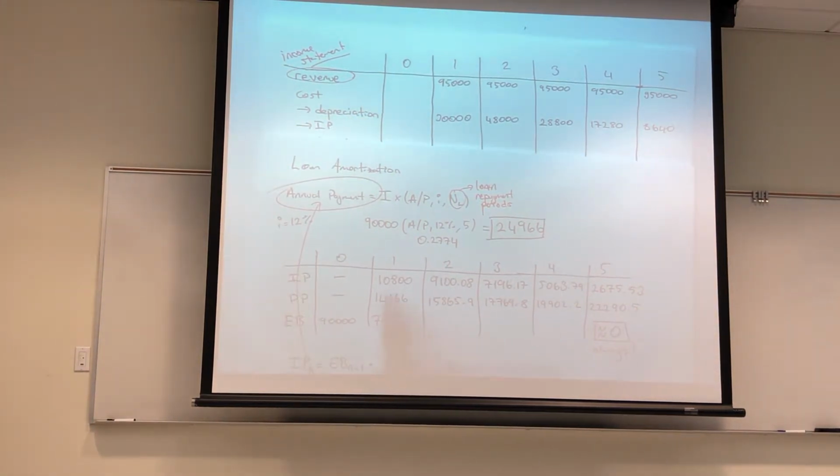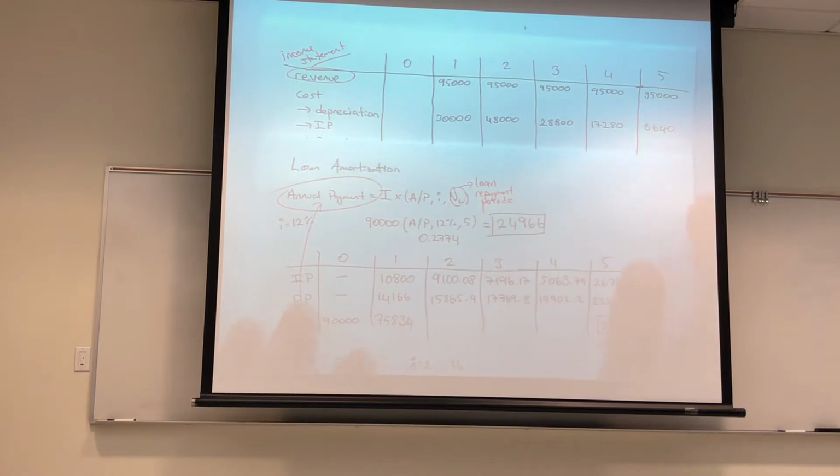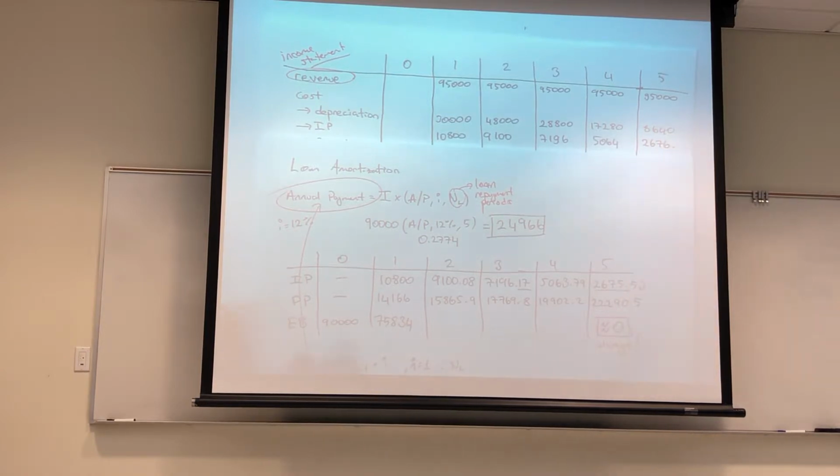Right? The interest paid right here. We're just going to put it in as you did in Excel, I think. And I'm going to not use the decimals. And then 2676, right? Okay.